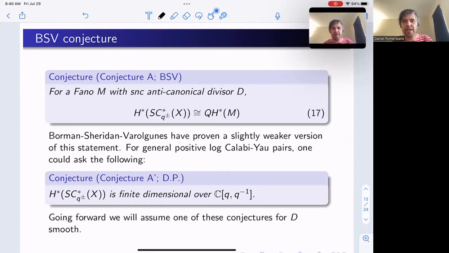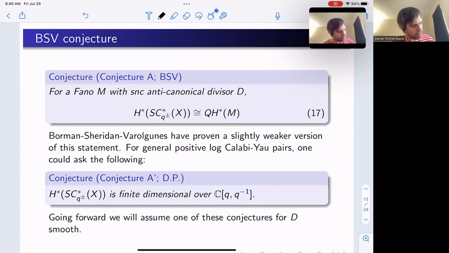And if it carries TQFT operations, then that will mean that it's finite dimensional over C adjoin Q, Q inverse, which is going to be enough to do most of what I want.